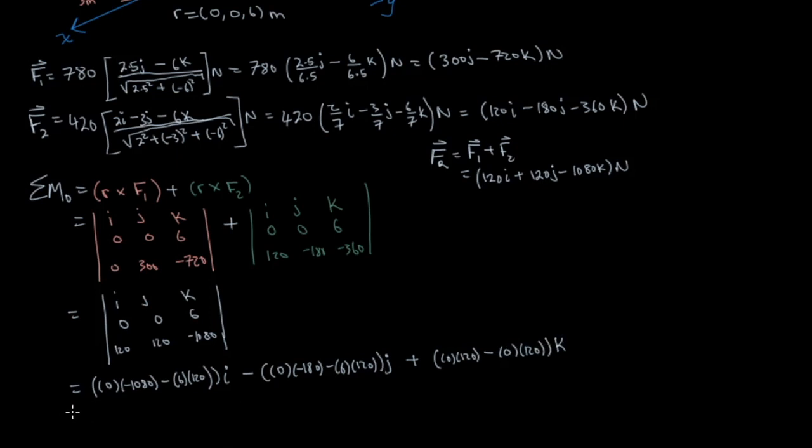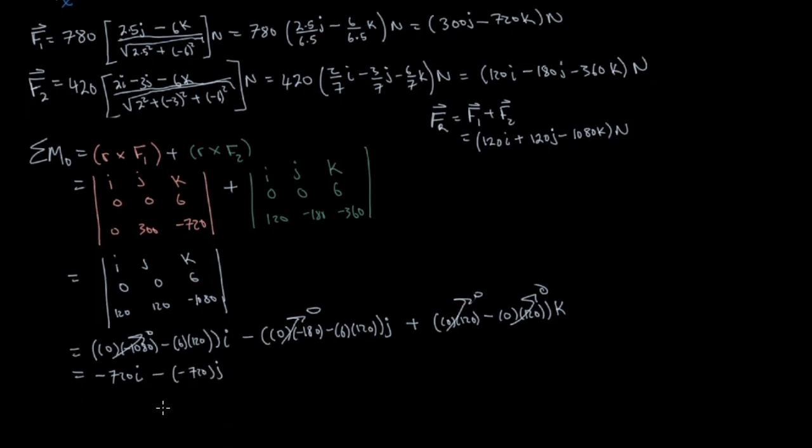So when we go ahead and simplify, this cancels to 0, this cancels to 0, and this cancels to 0. So what we're left with is negative 6 times 120, and that'll give us negative 720i minus negative 6 times 120, which is going to be negative 720j.